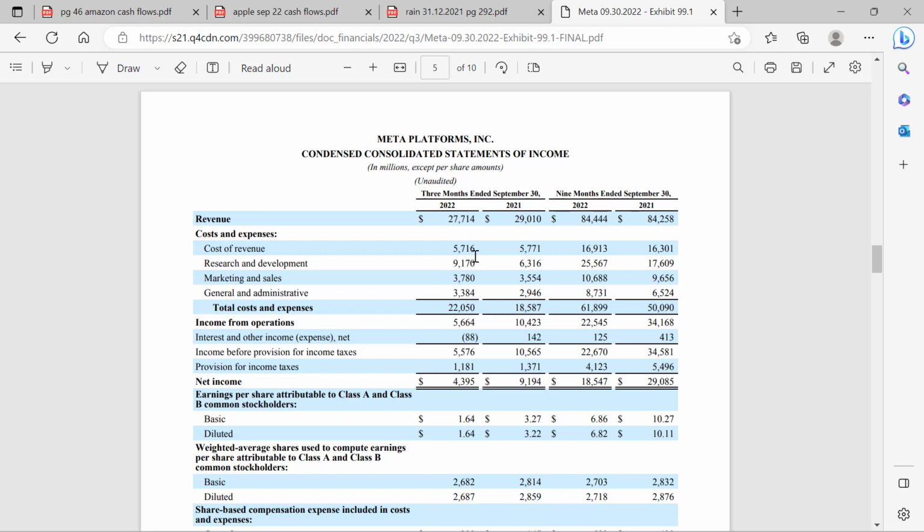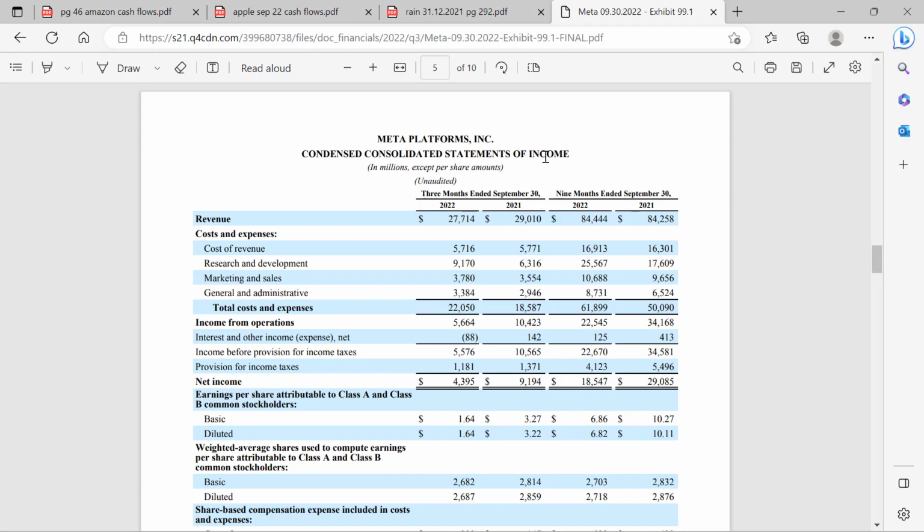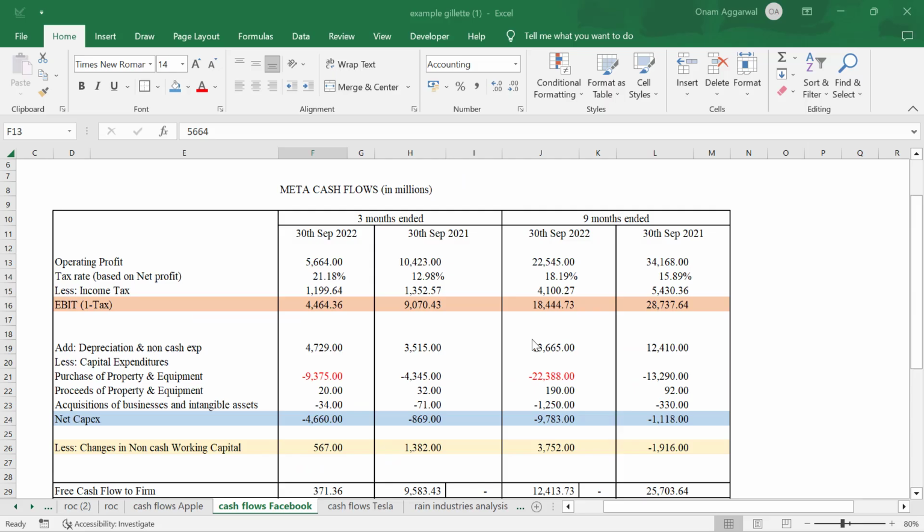First of all, like I said, we have to calculate the operating profit after taxes. To do that, we first have to go to the consolidated statements of income of Meta Platforms, and we see these are the income from operations. That is basically your operating income. So what we do is we put this operating income here, as operating profit.